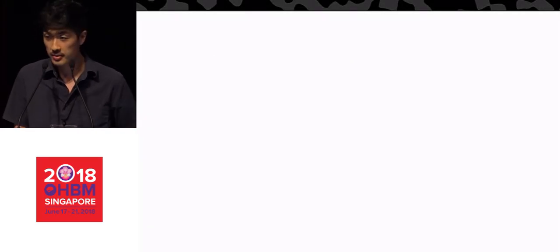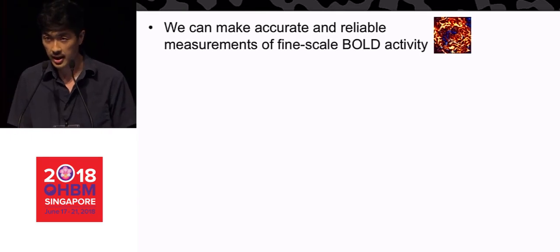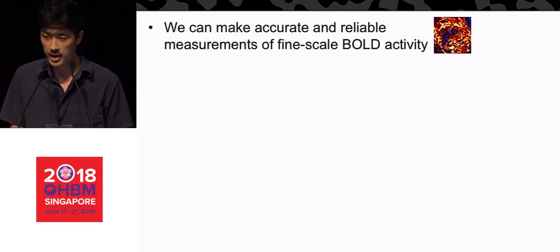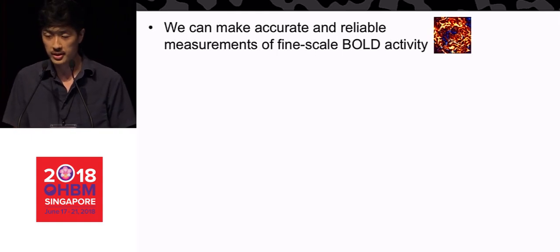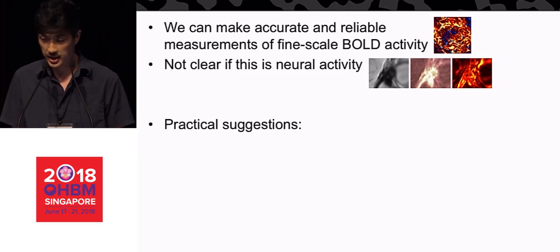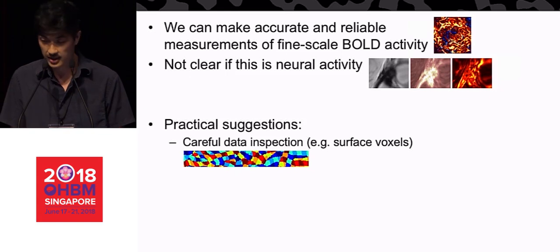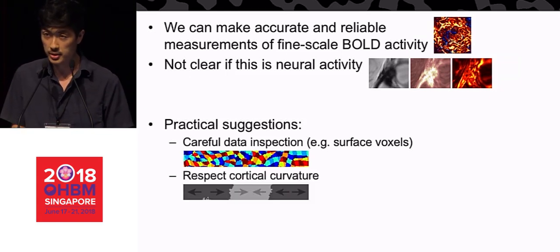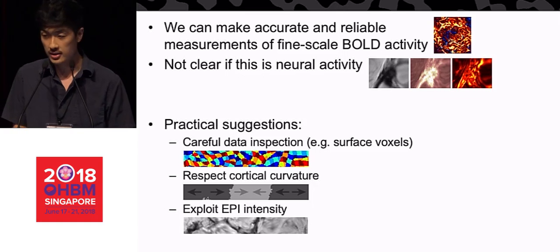So, to conclude, we believe that in our hands, given our acquisition and our analysis methods, we are making accurate and reliable measurements of fine-scale BOLD activity. However, given the systematic influence of veins, it is not clear whether this is providing accurate reflections of local neural activity. In the course of the study, we've demonstrated some practical strategies for understanding these effects, including the surface voxels technique, which allows us to understand these peculiar distortion effects, as well as the use of EPI intensity as a very simple metric to at least track where the locations of these effects are.